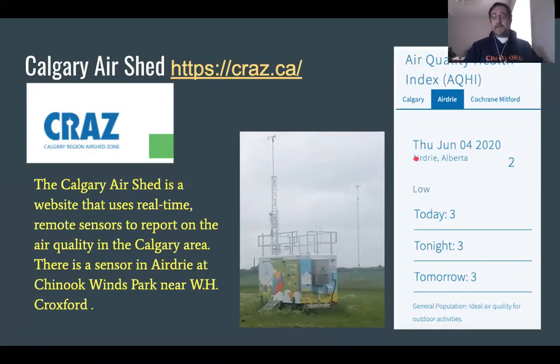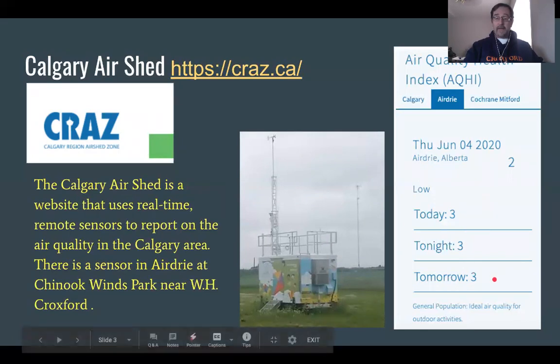This over here on the side is a copy of the AQHI report that I pulled off of the Calgary Airshed website on Thursday. On Thursday, the air quality for Airdrie was ranked at a 2 at the time. The average throughout the day is a 3, the night was a 3, and then on the Friday, air quality was predicted to be a 3.